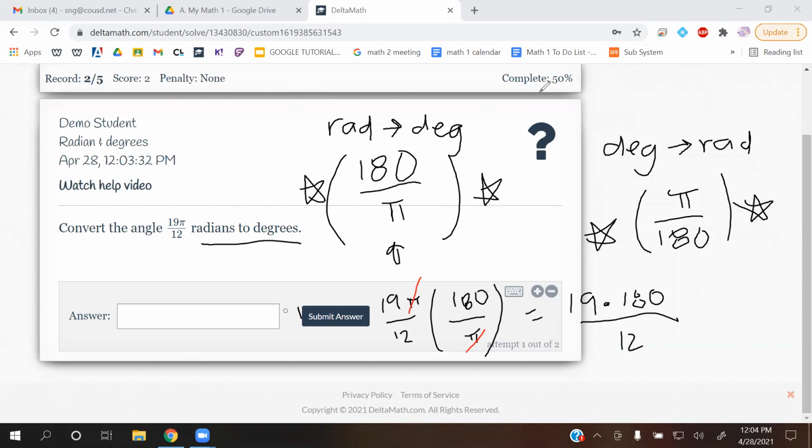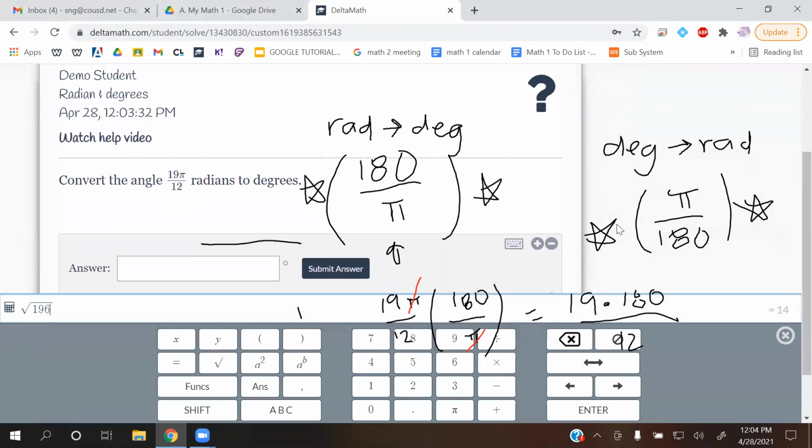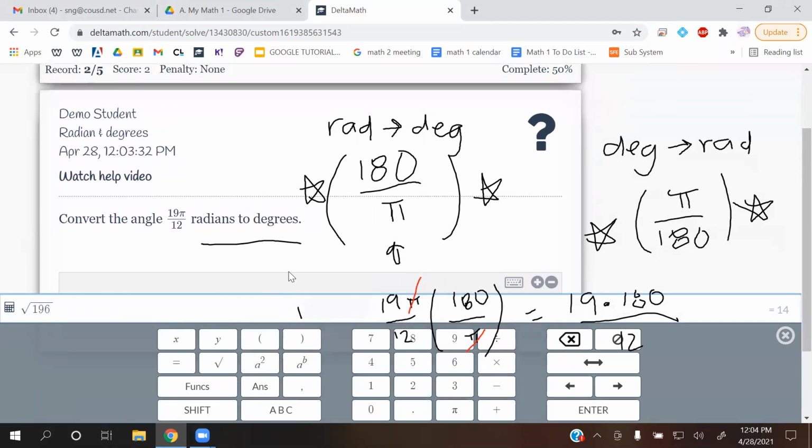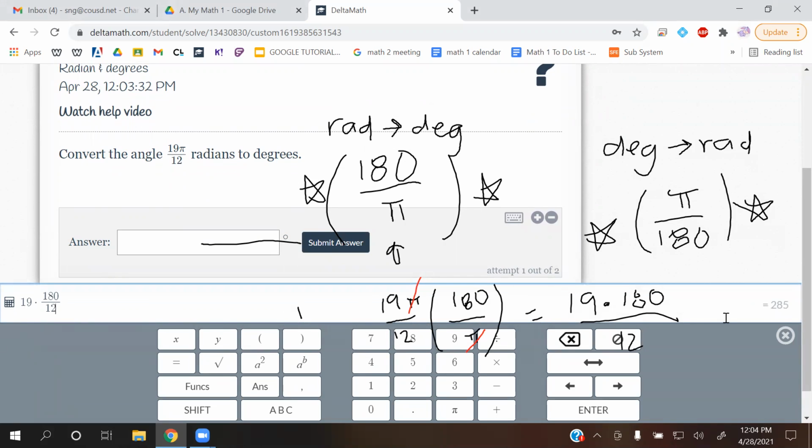I don't know what that is. That's okay. We're going to type it in the calculator. 19 times 180 over 12. Literally just typing this in. And it gives us 285. So that is your final answer, 285. And it's okay that 19 times 180 over 12 looks like that, and this one looks like that. Just 19 times 180 over 12 is fine.